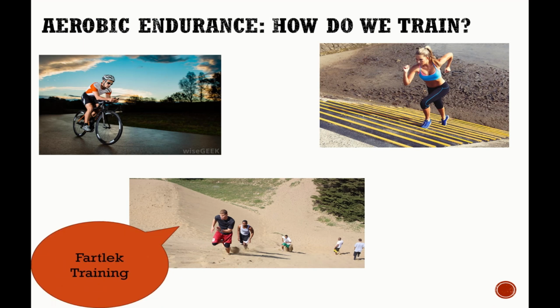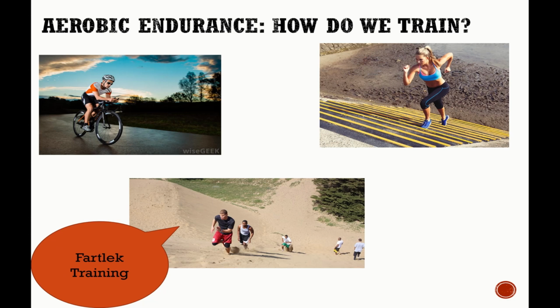The first one is known as fartlek training. This is Swedish for speed play. And much like interval training, this is where we have bouts of high intensity exercise followed by potential rest periods or periods of lower intensity activity.